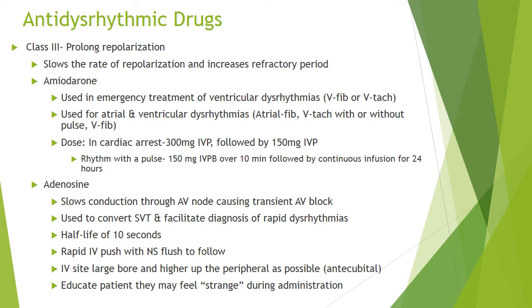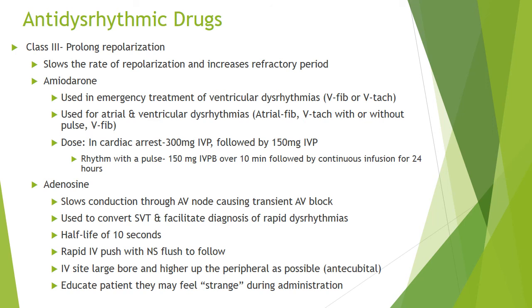If our patient is experiencing cardiac arrest, the dosage is 300 milligrams IV push followed by 150 milligrams IV push. And if our patient is in a dysrhythmia with a pulse, then we give it 150 milligrams IV piggyback over 10 minutes followed by a continuous infusion for 24 hours.